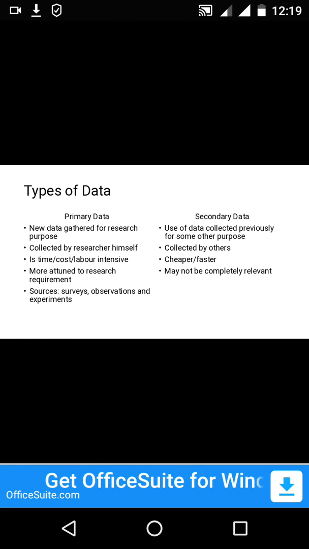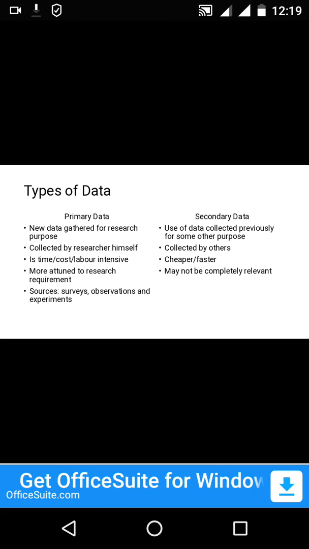Use of data collected previously for some other purpose. Now this is data which has been collected by somebody else for some other purpose. You are simply sourcing this data from that person or organization, and you are using it in your own research also. Now this becomes the secondary data. So it is generally collected by others. If the data is being collected by the researcher himself or his field workers, then it would become the primary data.